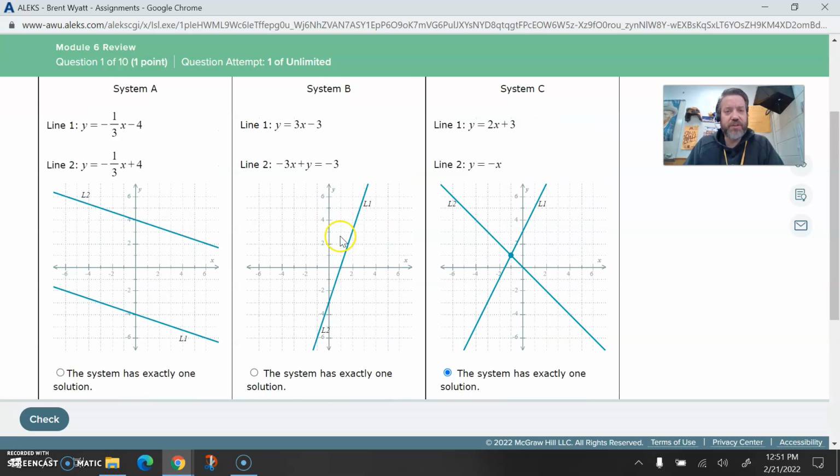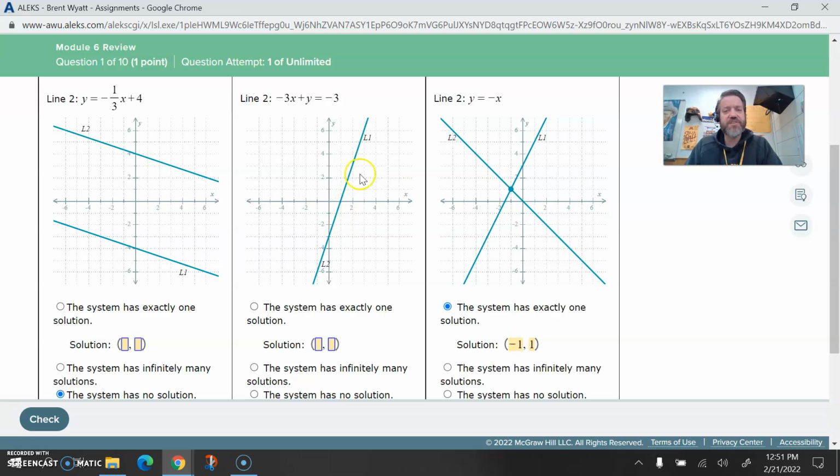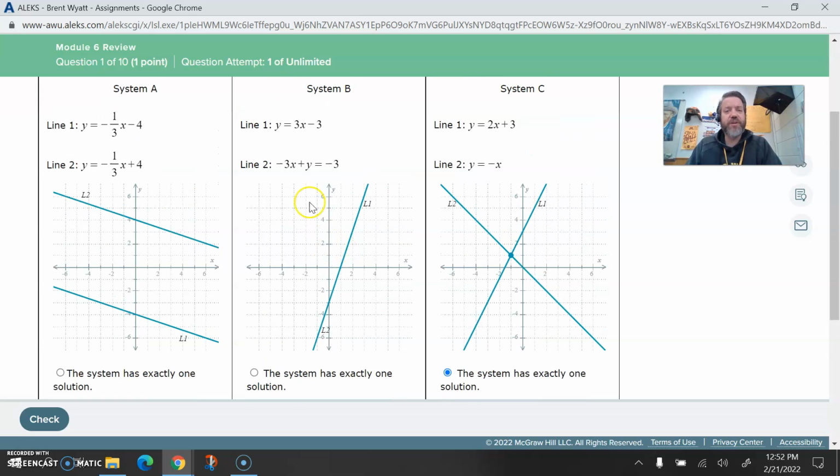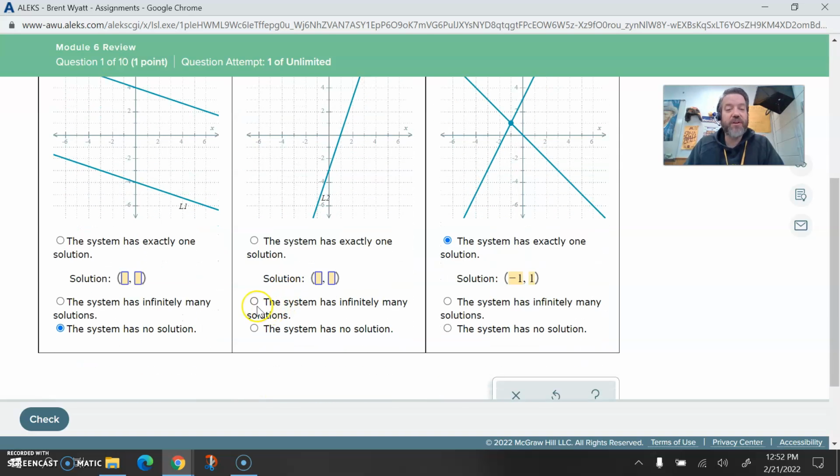The middle example here, system B, has just a single line on the graph. And the reason for that is if you were to add 3x to each side here of line 2, you'd get y equals 3x minus 3, which is the same as what we have for line 1. These are the same line. So you graph them, and it's the same line, and since they are the same line, they share every single point along this line in common. These 2 equations do. And so that means there are infinitely many solutions to this one.